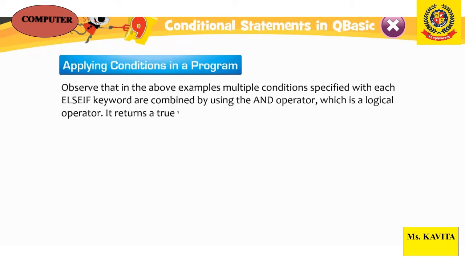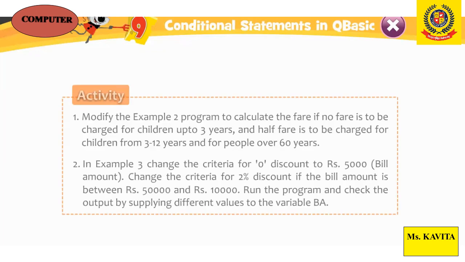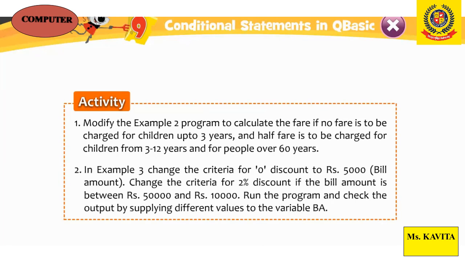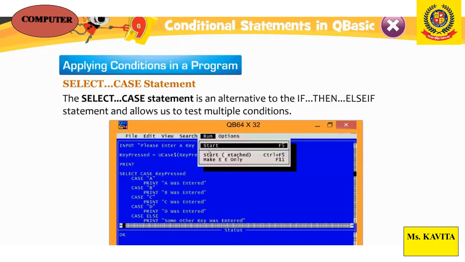It has multiple conditions, so you can check multiple conditions by giving else if. If score is greater than 90, then grade A, else if score is greater than 70, then grade B. So in this way you can write the program. One activity is given on page number 119. So children, you have to do that activity.